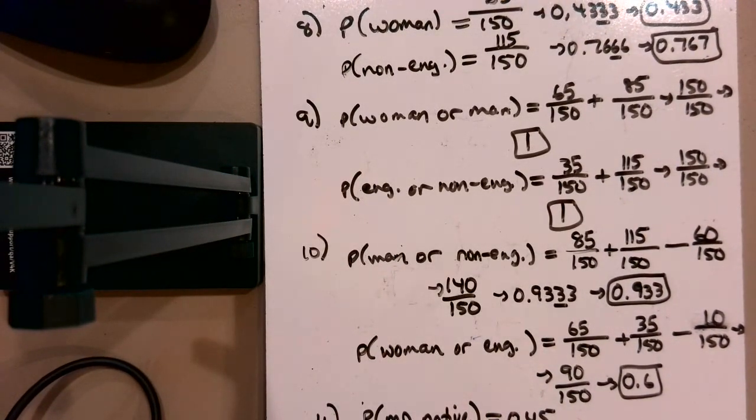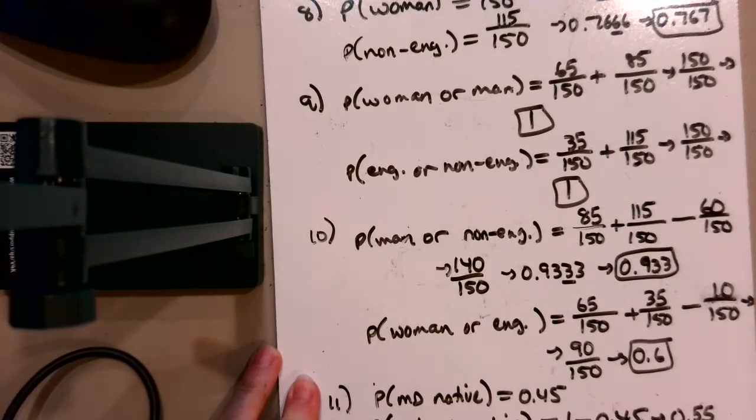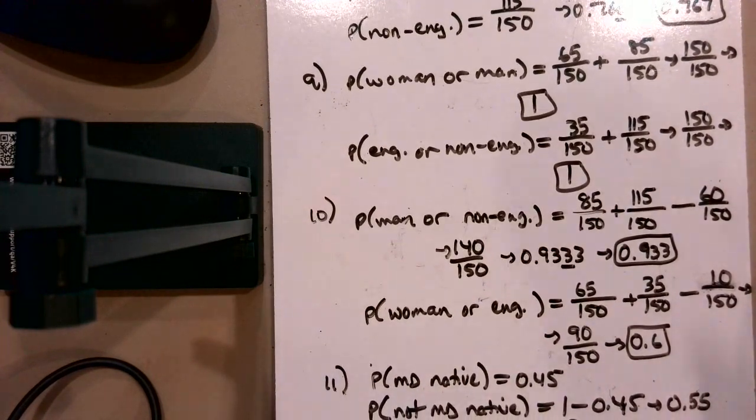So question 11 says, if 3 BCCC students are selected at random, find the probability that all 3 are Maryland natives. Write your answer as a decimal. Okay, so we want the probability of 3 Maryland natives. So this means a Maryland native and a Maryland native and a Maryland native. So that's going to be, and is the multiplication rule. The easiest way is to just take our 0.45 to the power 3.